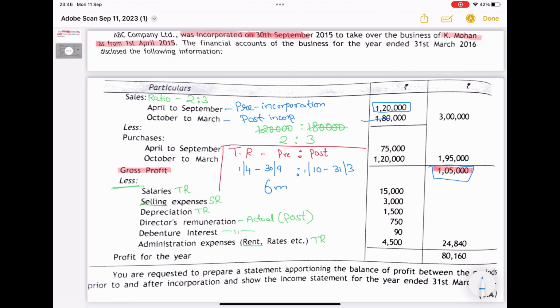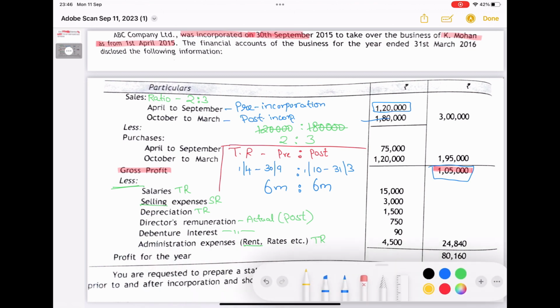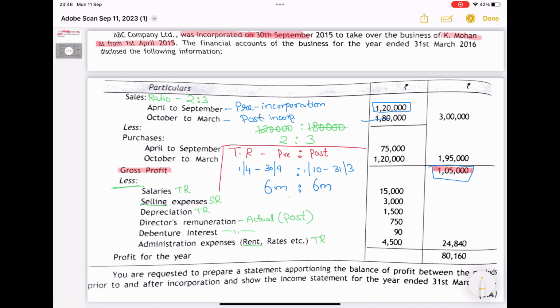So from April, May, June, July, August and September, I have 6 months. In post-incorporation also I am having 6 months. If you reduce the values, you will be getting a 1:1 ratio. Got it? So my time ratio is 1:1.